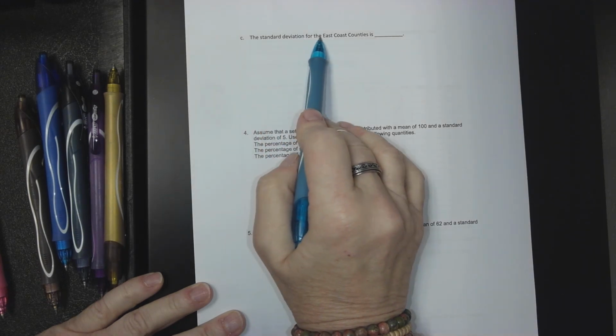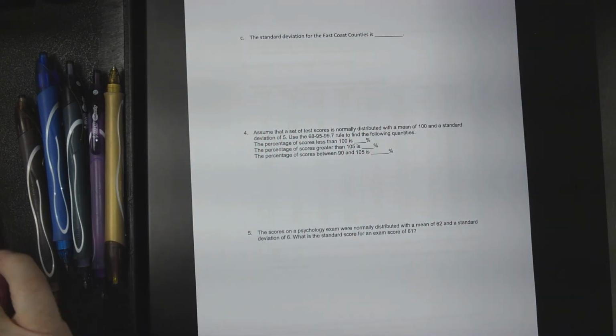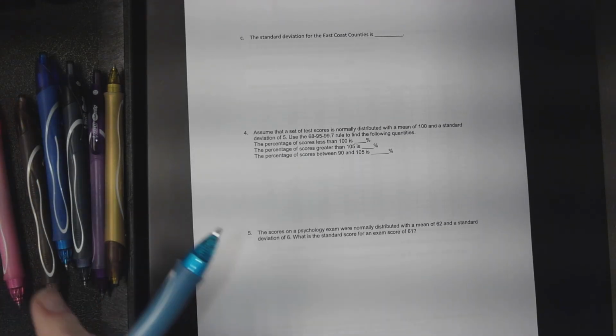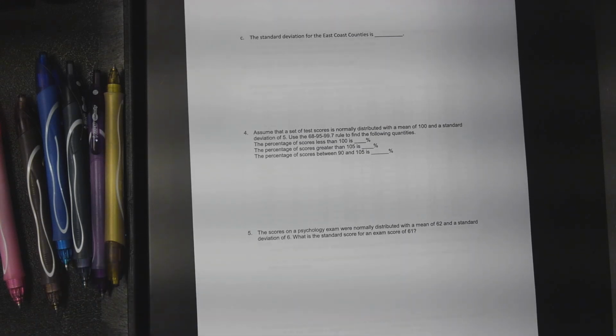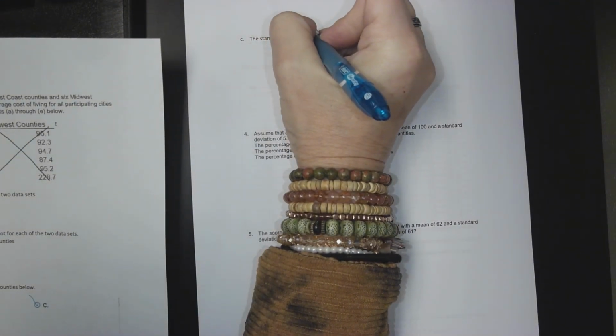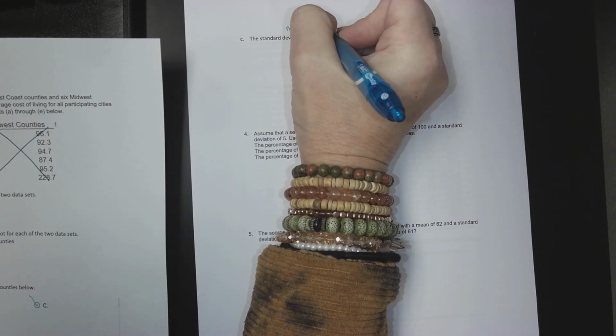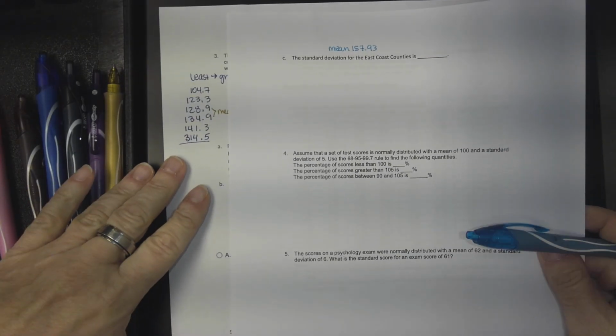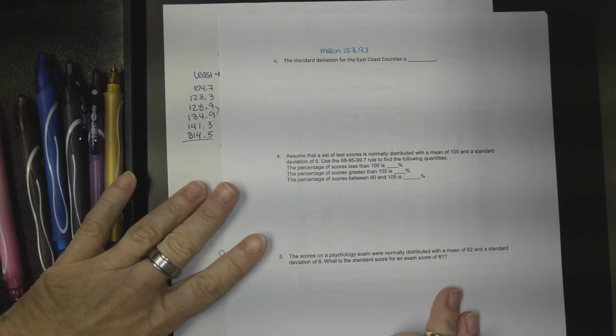So the standard deviation for the East Coast counties. I have to go back and find my page. Give me a second. So our mean, you have to find that. So our mean is 157.93. Okay. There we go. We could keep our numbers over here.